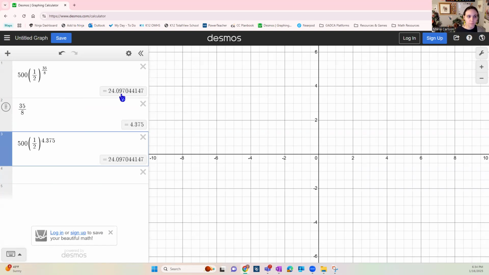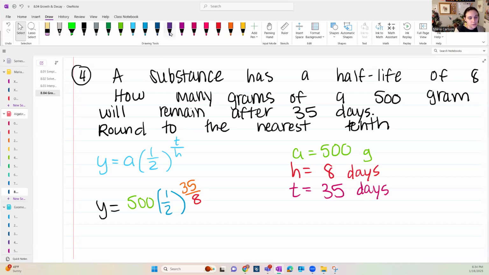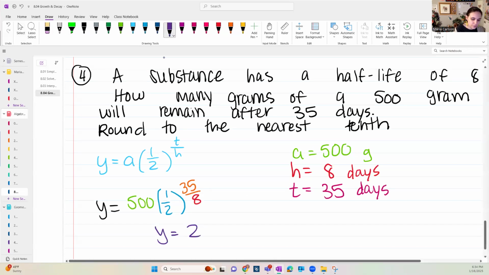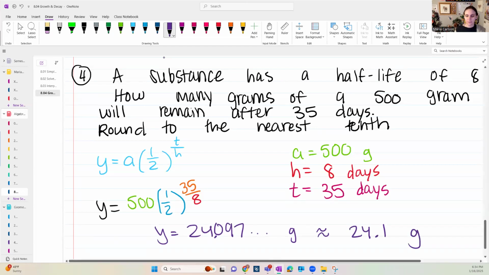And we get 24.097 grams. And we were asked to round to the nearest tenth. So the amount we have left, or y here, is 24.097 grams, which is approximately 24.1 grams if we're rounding to the nearest tenth of a gram.